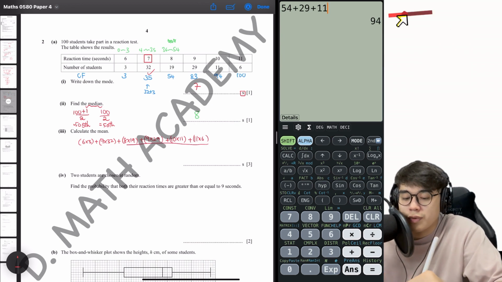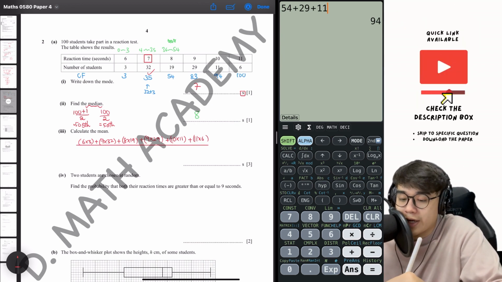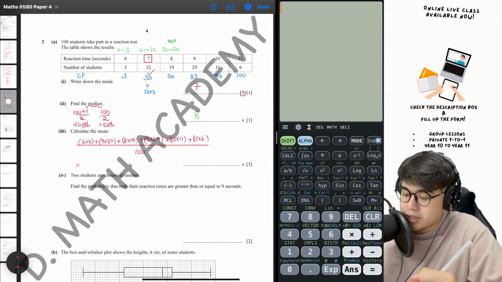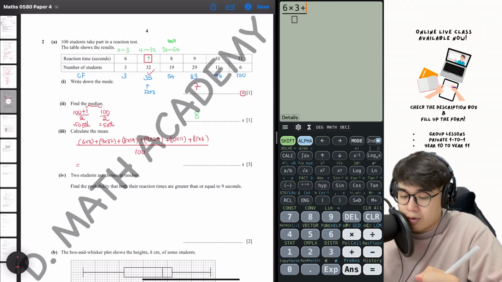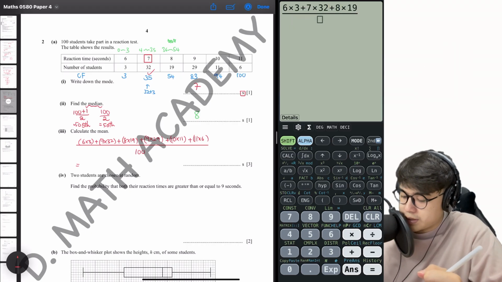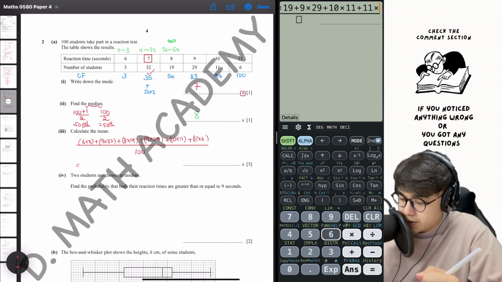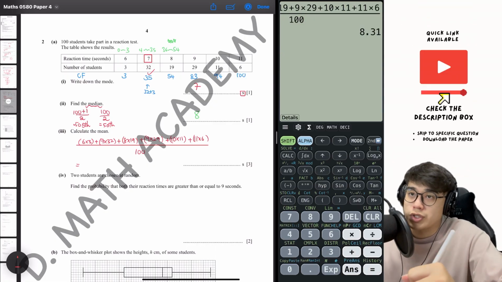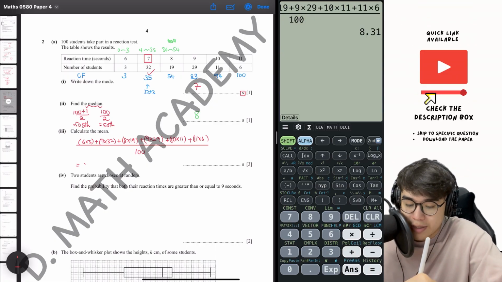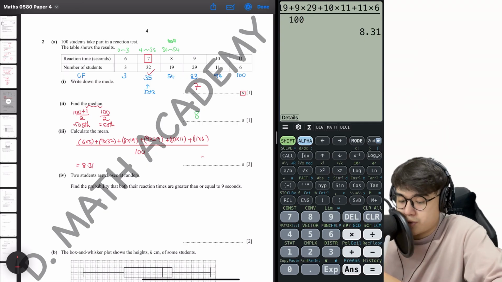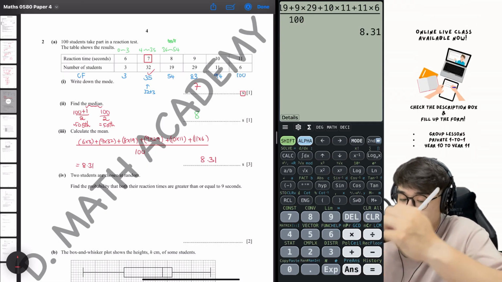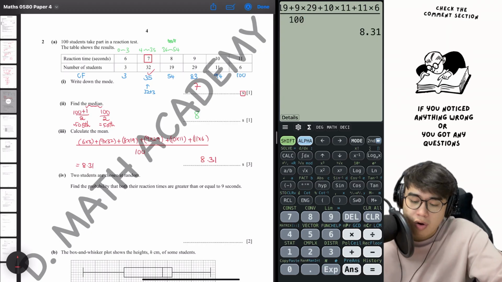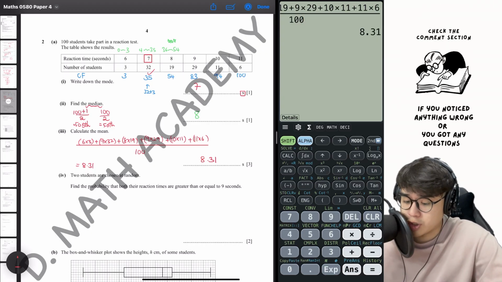Once you group all of them up, you still have to divide it by 100. Then you'll be able to figure out the answer. I hope I didn't key in anything wrong. Okay, I got the result as 8.31 as the mean. 3 significant figures, no changes to it. So that's it.